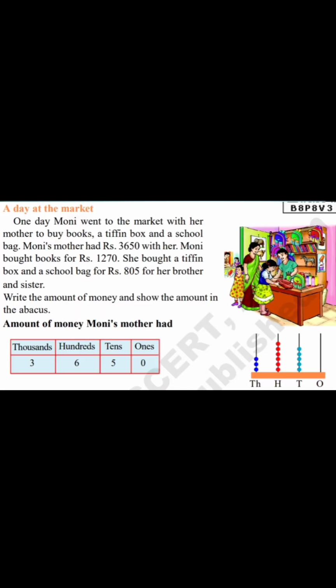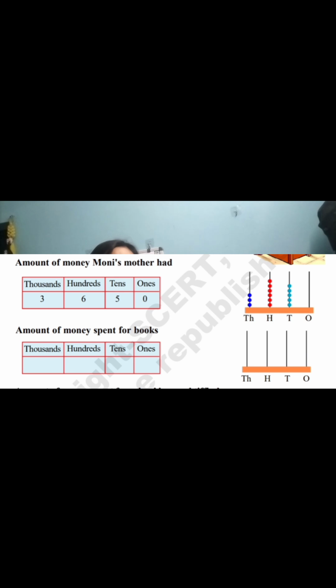So we will be showing the amount of money in the abacus. They have given one example, amount of money Moni's mother had, and they have given a box and showed it in the abacus and also written it. After this, now we have to write amount of money spent for books by Moni. So yes, let's start.